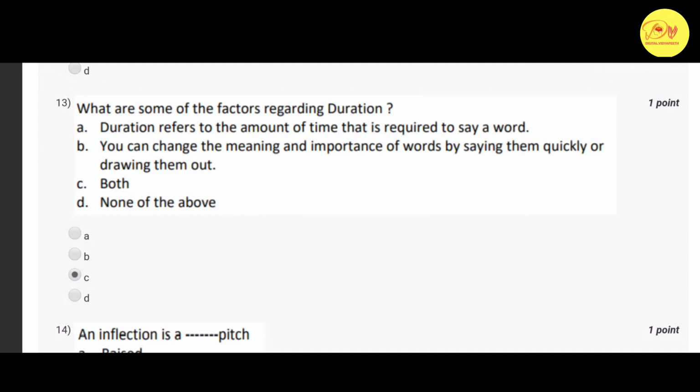Our 13th question, what are some of the factors regarding duration? Correct option is C, both. That is, duration refers to the amount of time that is required to say a word. You can change the meaning and importance of words by saying them quickly or drawing them out.